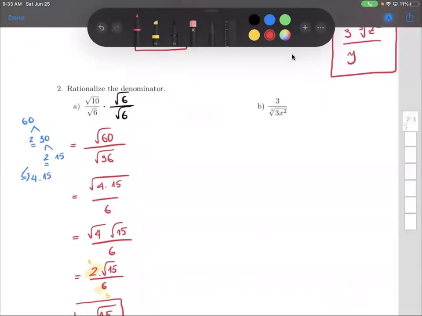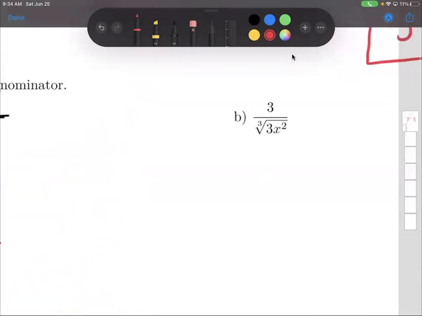All right, B, again, whatever you're missing, you just multiply by how many more do you need, right? So here, we have cube root. Now, we cannot simplify the 3 here and the 3 here. They're two different things. One of them is under the cube root. So they wear different hats. You cannot simplify them, right?